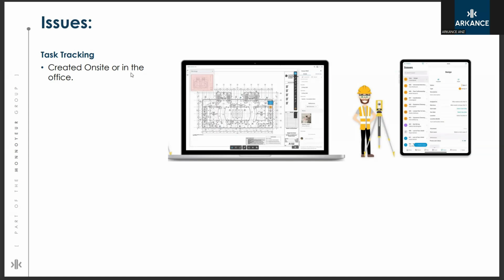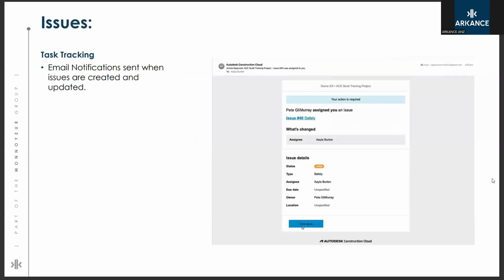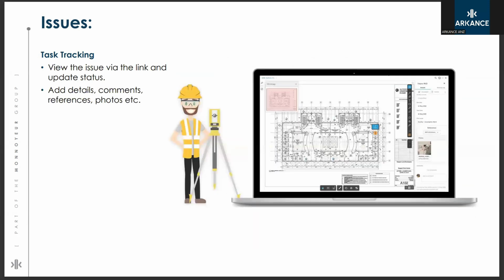With these issues, there's also a Construction Cloud mobile app. So you can create these issues on the computer or via mobile as well. So there's seamless communication between the site and the team in the office. This is an example of one of the notifications when an issue is created. I can click on the issue, and I'll be brought to a link of the drawing with the location of where that issue is.